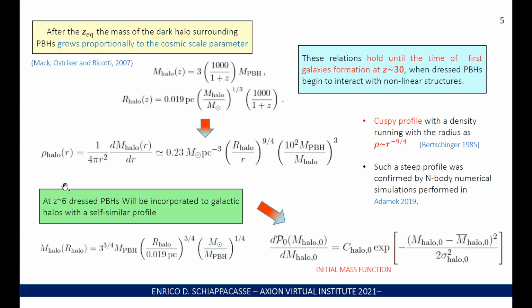At the time of first galaxy formation, we expect that dressed primordial black holes will be incorporated into the galactic halo. This is the self-similar profile of the minihalo, and we will have an initial mass function in the Milky Way halo, and we model that using a Gaussian distribution around an average minihalo mass.